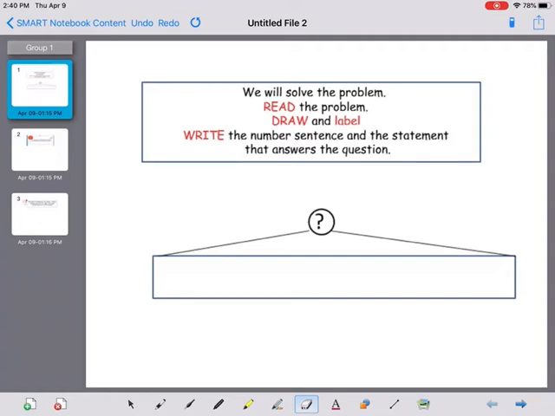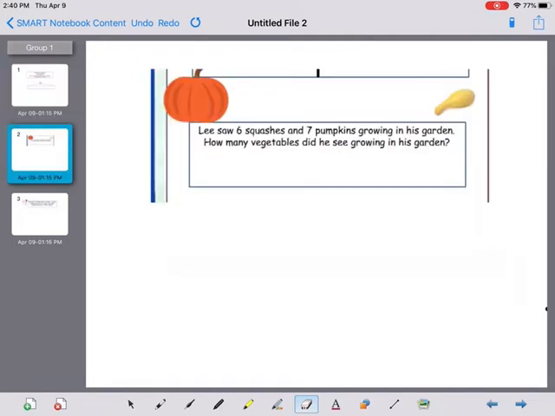Hey guys, here I'm going to show you the RDLW process for your exit ticket. This is the type of work that you need to show in your word problems. Remember we had the squashes and pumpkin story? Here.